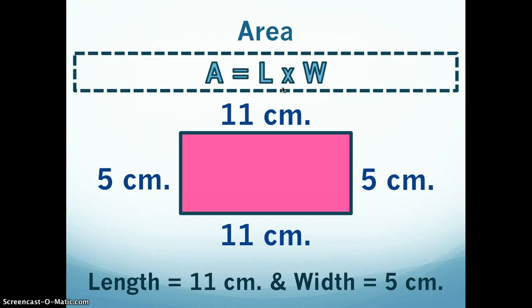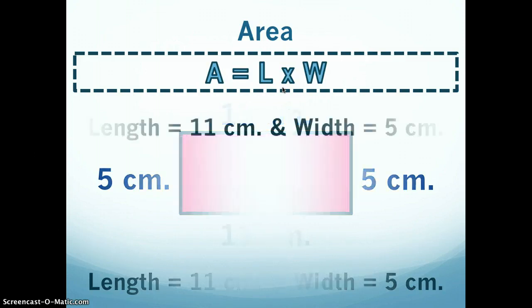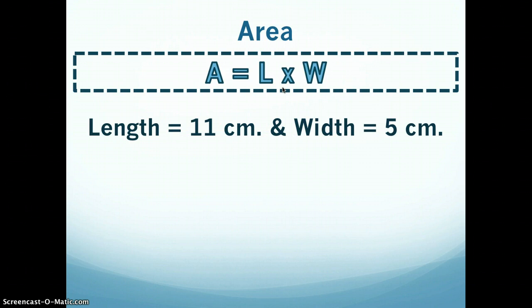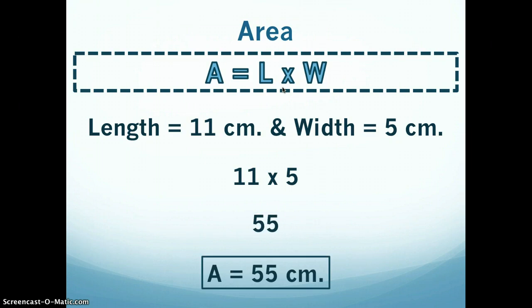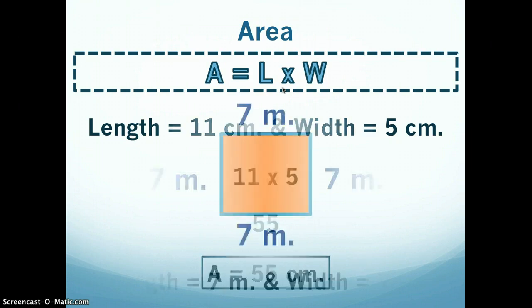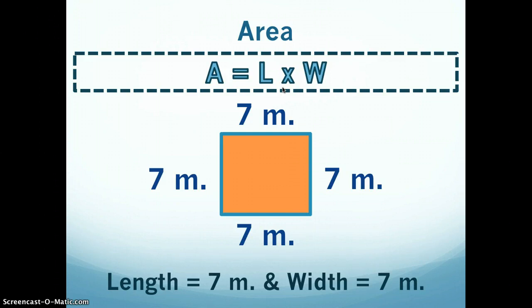So this is the same rectangle you saw yesterday in the video. The length is 11 centimeters, the width is 5 centimeters. Only instead of finding the perimeter around the rectangle, we're going to use that formula above to find the area. So if we plug in our numbers, 11, the length, times 5, the width, we end up with a final area of 55 centimeters.